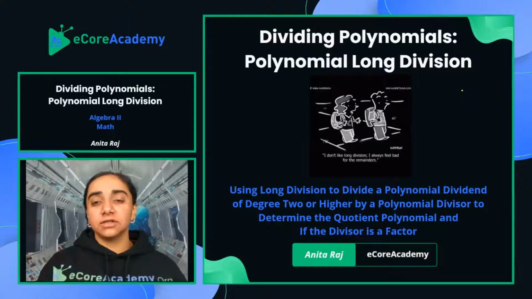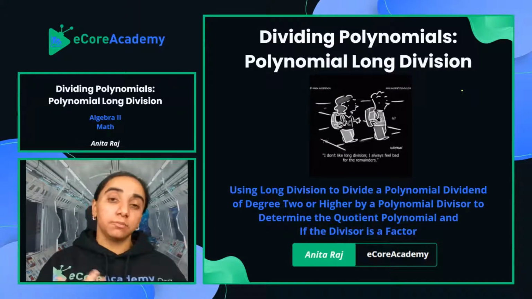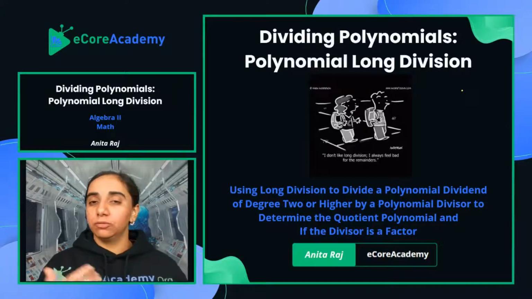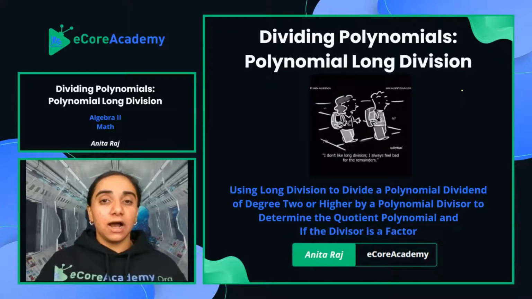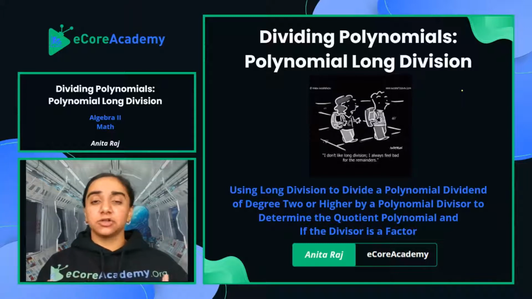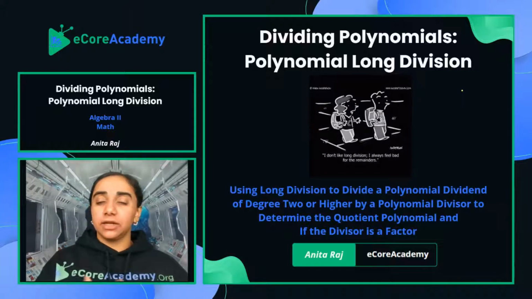We're going to have a dividend, and the dividend's usually going to be a quadratic, which is degree 2 or higher, so cubic, quartic, quintic, always higher than that. And then we'll have a polynomial divisor. Usually it's a divisor with just two terms. It can be a linear factor, it can be a quadratic factor, and it can go on.